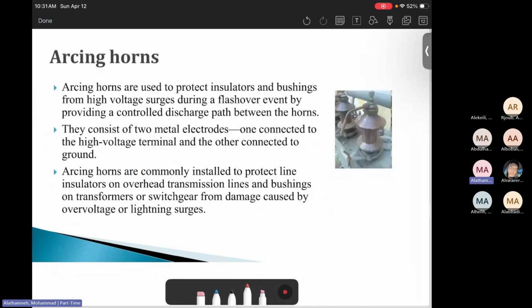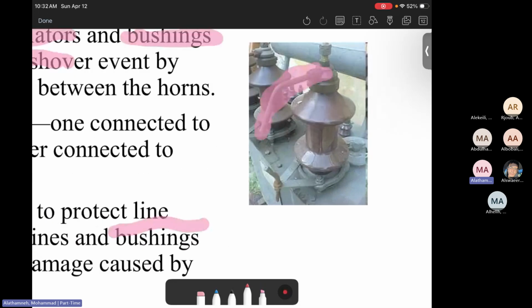The other thing, arcing horns: these will be on either the insulators or the bushings of the transformer, to protect from high voltage surges. They are used to discharge the power during flashover or during lightning strikes, to protect either the overhead transmission lines, the bushings of the transformer, or the switchgear from damage due to overvoltage or lightning strikes. When there's a lightning strike, we need to discharge the energy because sometimes the air will be ionized.